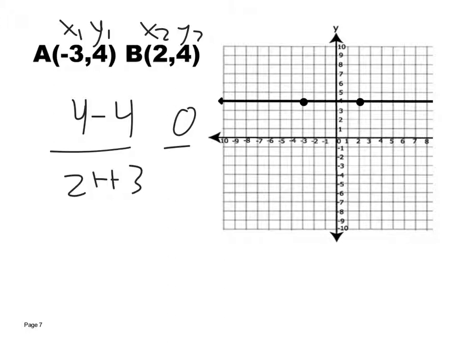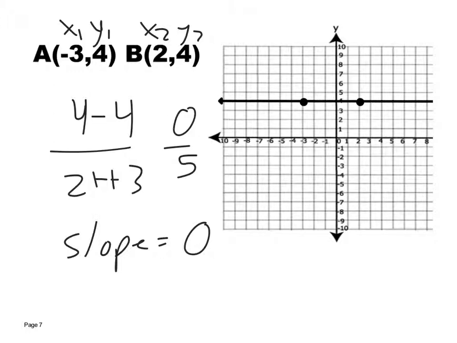You get 0 over 5. But that's not what your slope is. Right? It's not 0 over 5. Do you know what we would say your slope is? It is 0. If 0 is the numerator, if 0 is on top, your slope is 0. Make sure you write that down. Slope equals 0.